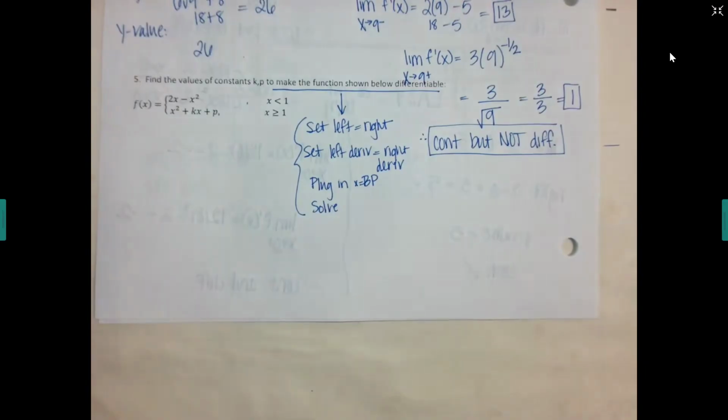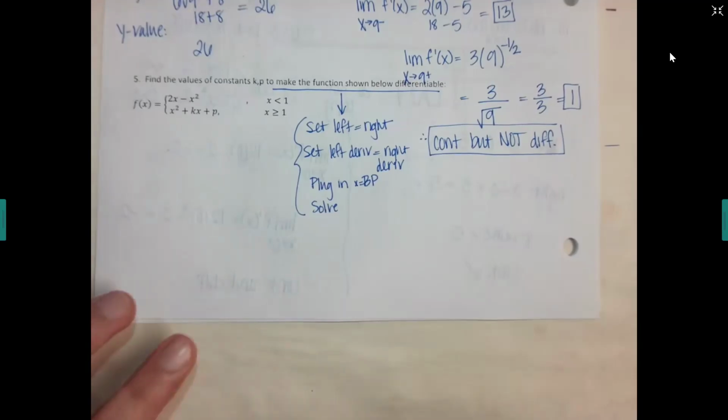So remember, left equal to right makes it continuous. But if it's differentiable, we know it had to be continuous in the first place. Then if it's differentiable, we know the derivatives had to match. So I'll set the left and right derivatives equal. Then you'll plug in your breakpoint everywhere and solve. That's the game plan. Okay, so let's do it. With this one, first thing you're going to do is set left and right equal.